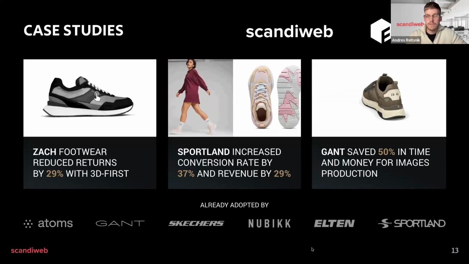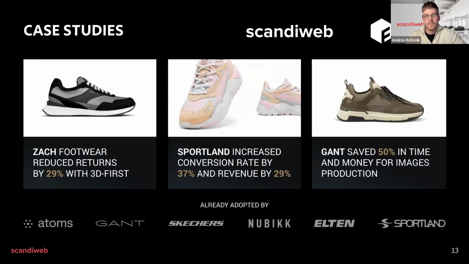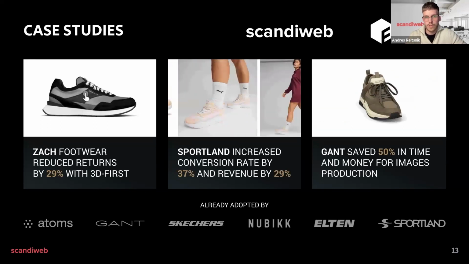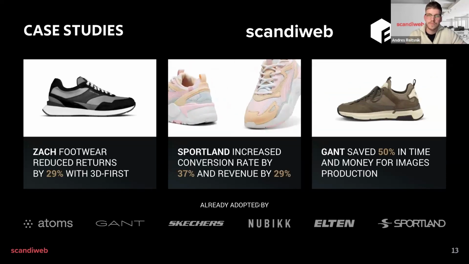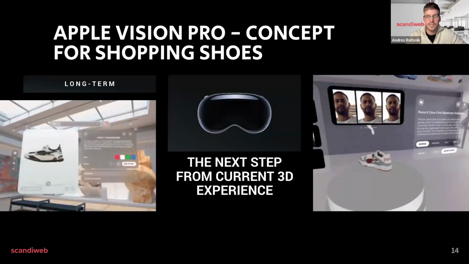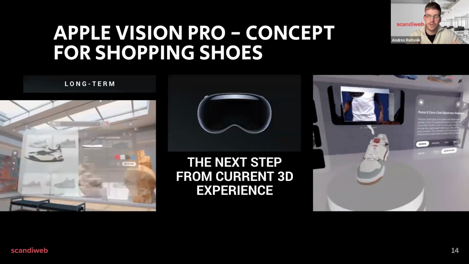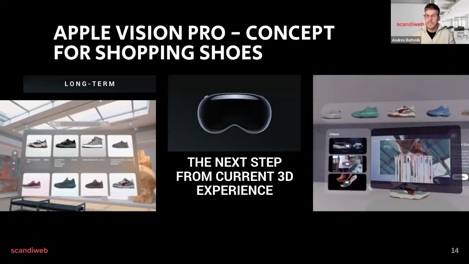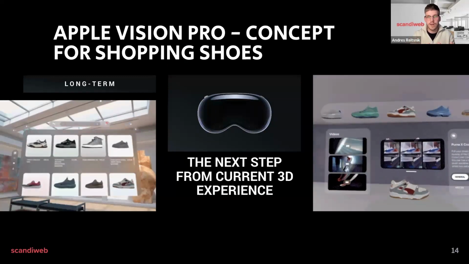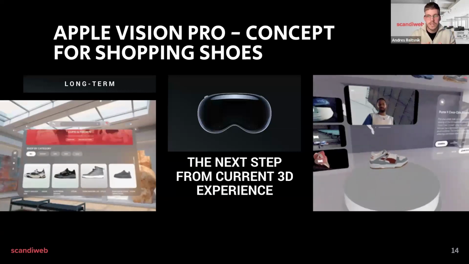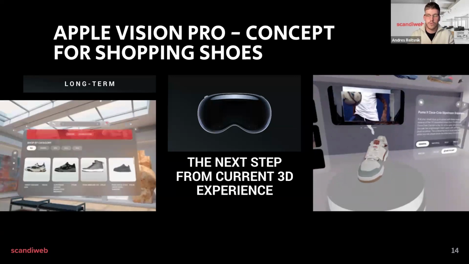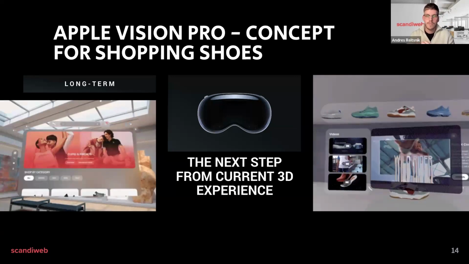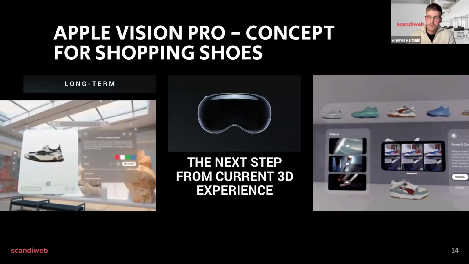So as we have acknowledged, going 3D is super beneficial for e-commerce sites, and that is the foundation. But Apple Vision Pro is sort of the next step from this current experience because the experience is still limited. So you can view those 3D products on the website from your computer. You can rotate them, you can play around with them, or even on your mobile phone, you can try them on. But it's still through another screen.